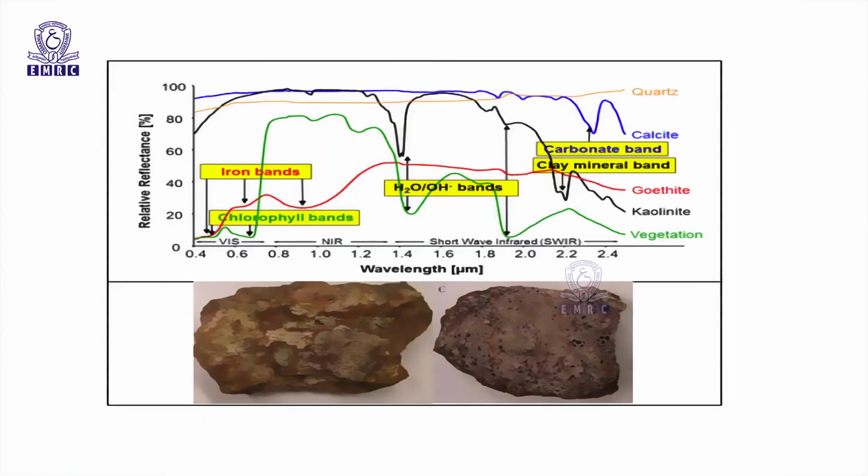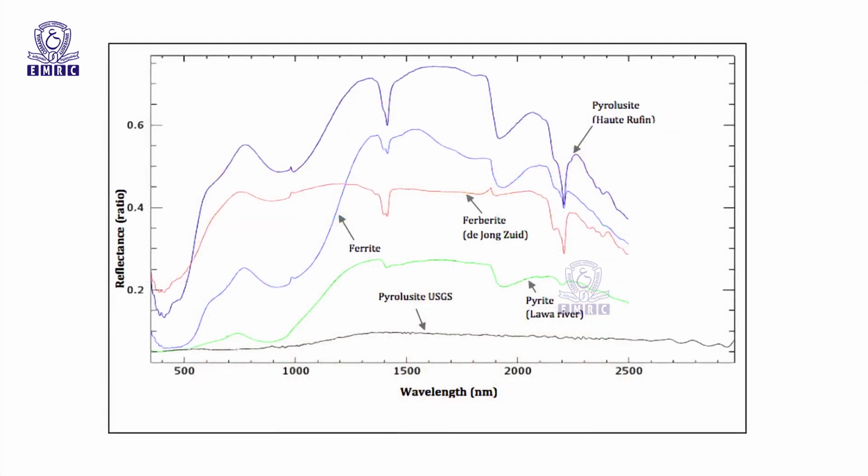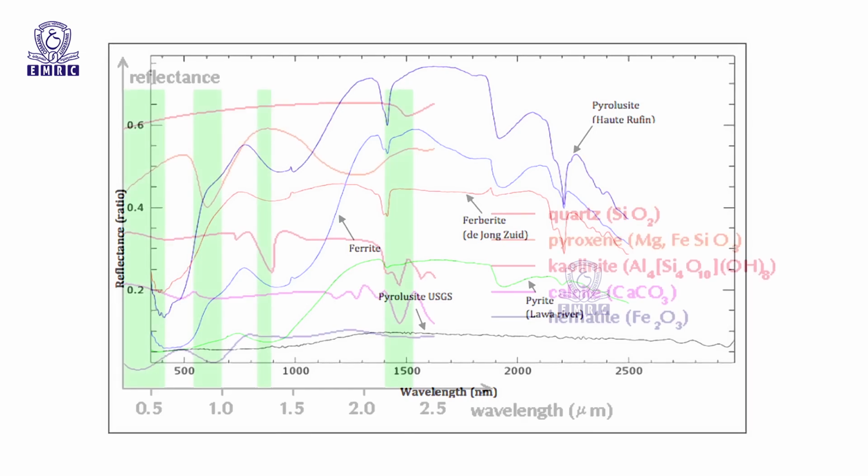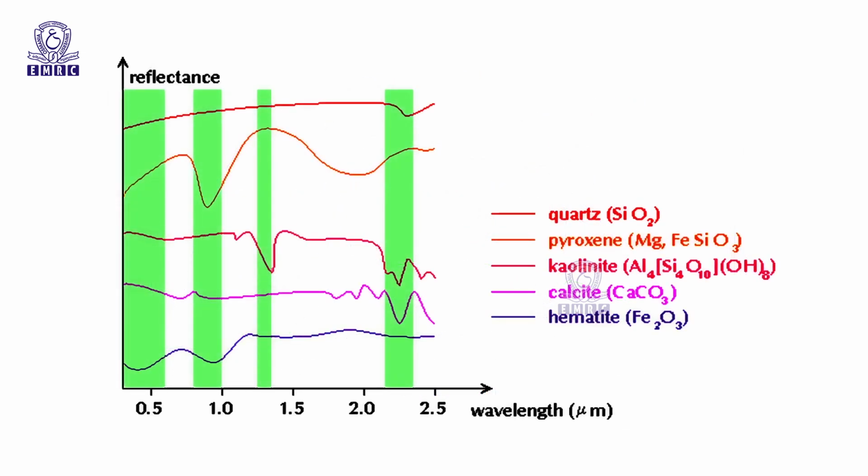For example, mineral or rock signatures vary from sample to sample, whereas vegetation is even more variable as it depends upon the growth stage, health and moisture content.